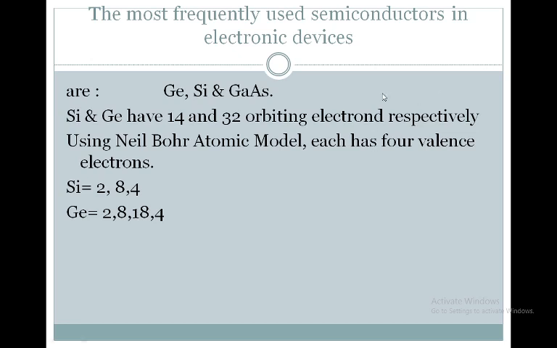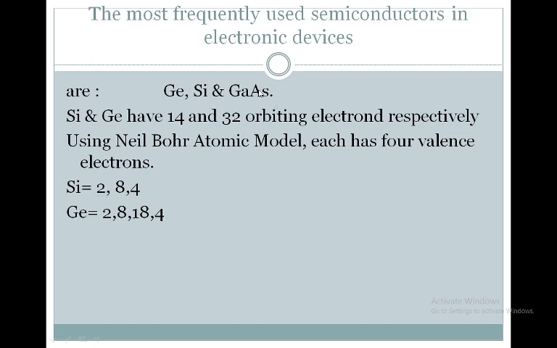So the most frequently used semiconductors in electronic devices are germanium, silicon, and gallium arsenide. Don't forget, gallium arsenide is a compound semiconductor, while germanium and silicon are single crystal substances. So silicon and germanium have 14 and 32 orbiting electrons respectively. So the number of electrons in silicon is 14. That of germanium is 32. So if we use the Bohr atomic model, each of them has 4 valence electrons.